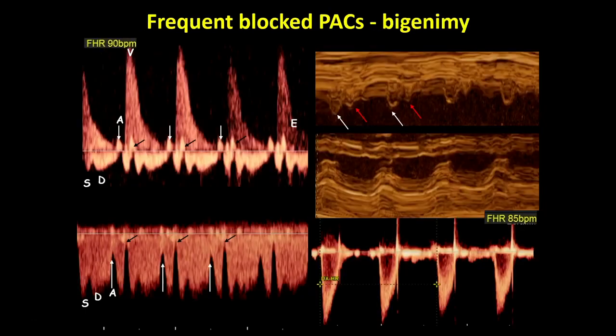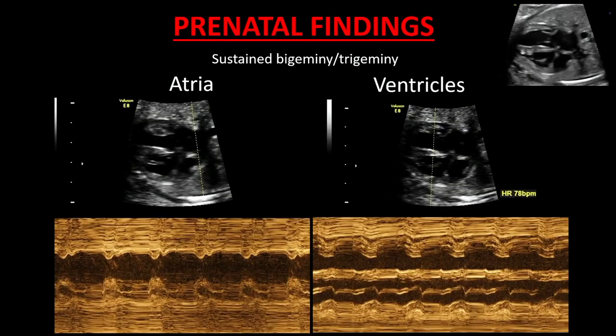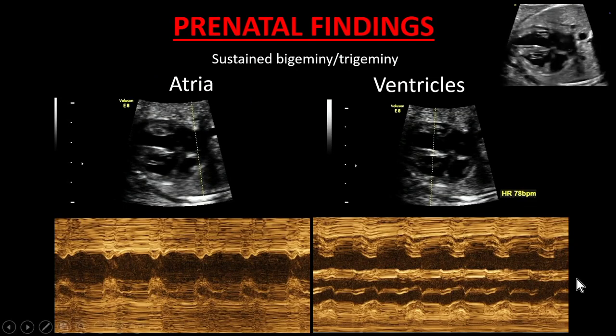So what else can be mistaken for sinus bradycardia? This is frequent blocked PACs in bigeminy. Every other contraction is ectopic, and that contraction occurs way too close to the normal contraction. That results in significant bradycardia, usually between 80 and 100 beats per minute. This is a patient who presented with bradycardia relatively early in the pregnancy, and you can see that the ventricular rate is very slow, 78. But if you look at the atrial rate, you can see every other contraction is ectopic.